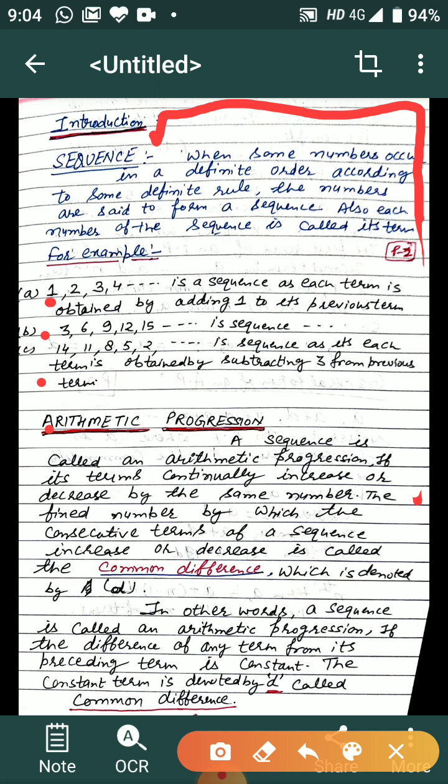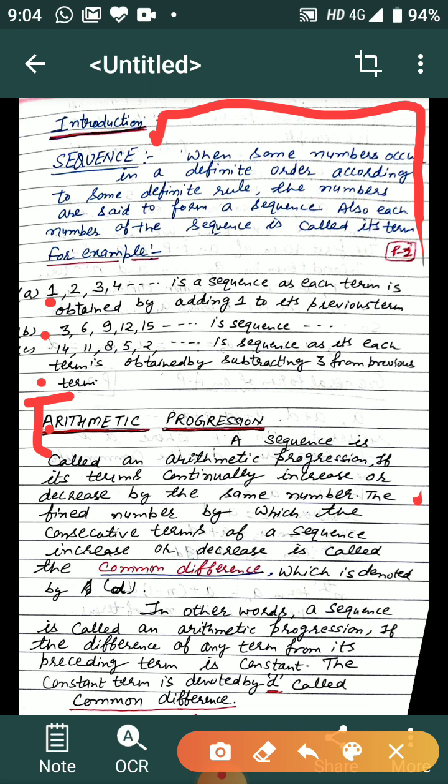Now arithmetic progression. What is arithmetic progression, called AP? A sequence is called an AP if its terms continuously increase or decrease by the same number. The fixed number by which the consecutive terms of a sequence increase or decrease is called the common difference.